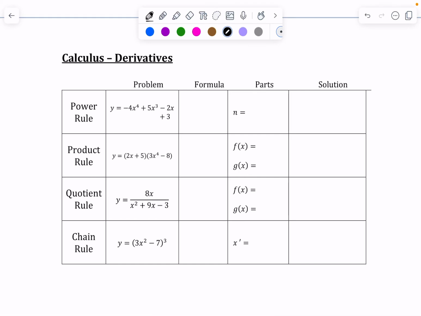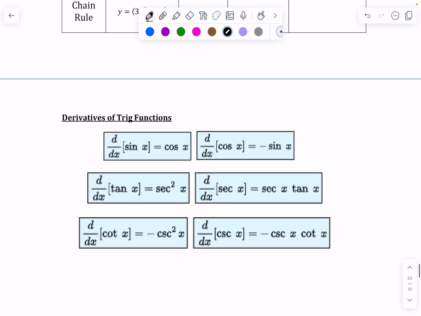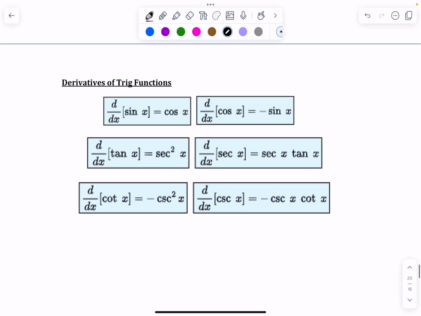Okay, Calc, you should have this little half sheet of paper in front of you. If not, you need to get it from my sub. And we're going to fill this little half sheet of paper out. This is like your cheat sheet that has all 4 rules on it. And then the back side of it has these derivatives of trig functions.